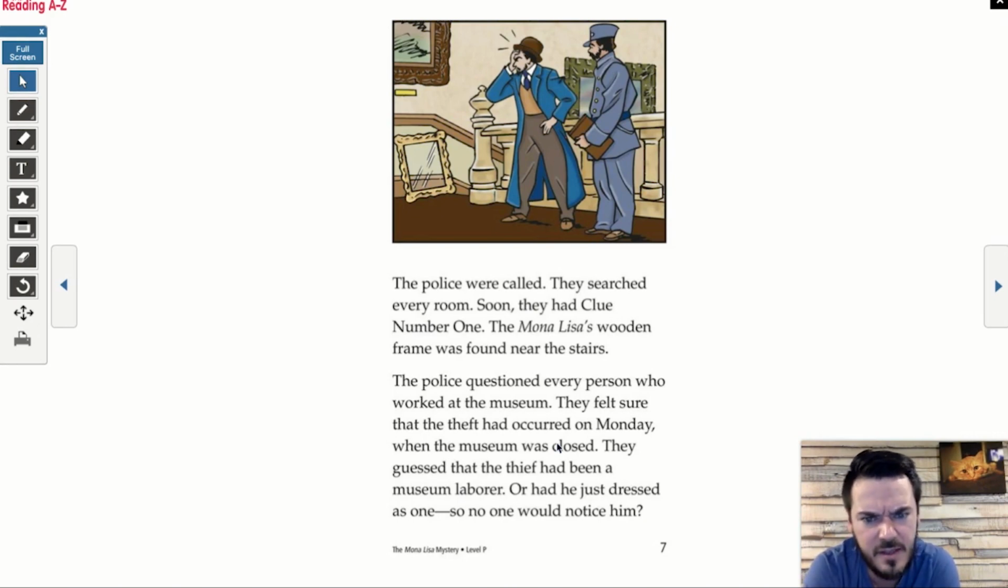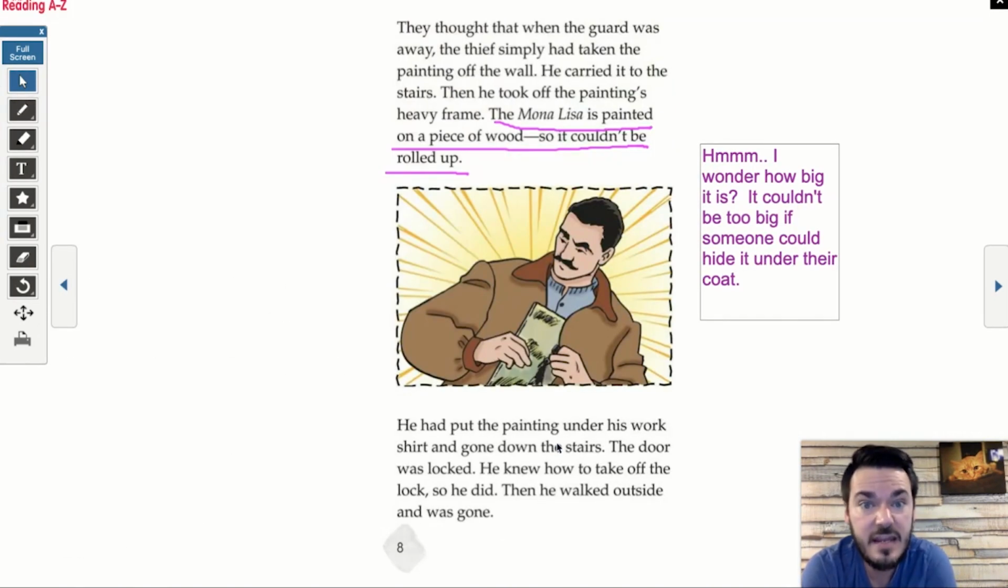The police questioned every person who worked at the museum. They felt sure that the theft had occurred on Monday when the museum was closed. They guessed that the thief had been a museum laborer, or had he just dressed as one so no one would notice him? They thought that when the guard was away, the thief simply had taken the painting off the wall. He carried it to the stairs, then he took off the painting's heavy frame. The Mona Lisa is painted on a piece of wood, so it couldn't be rolled up.